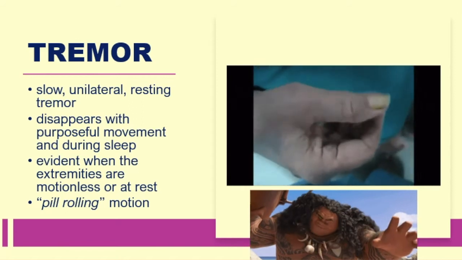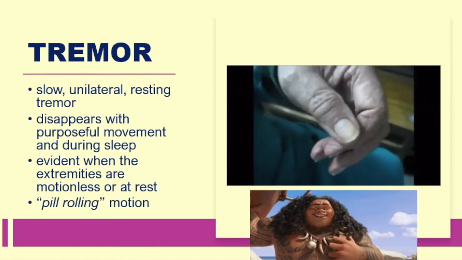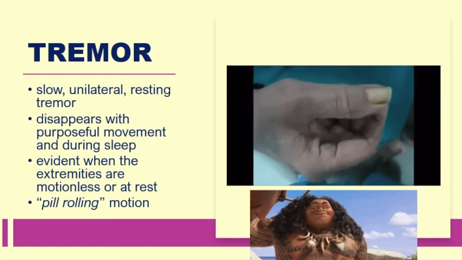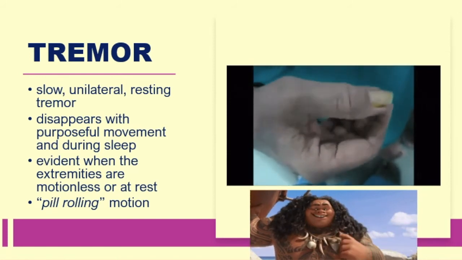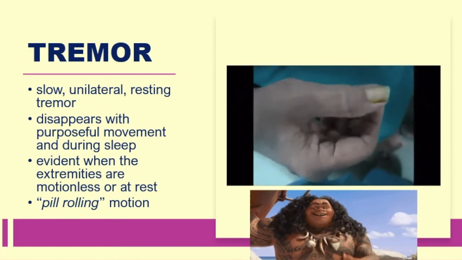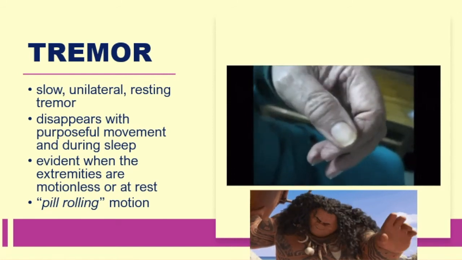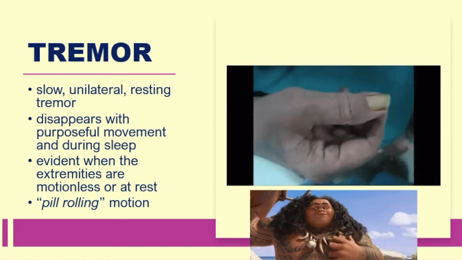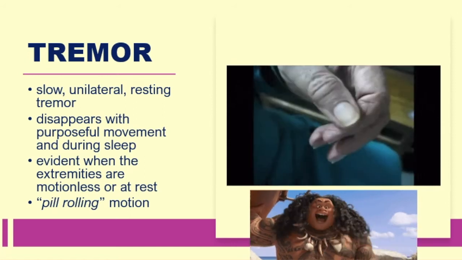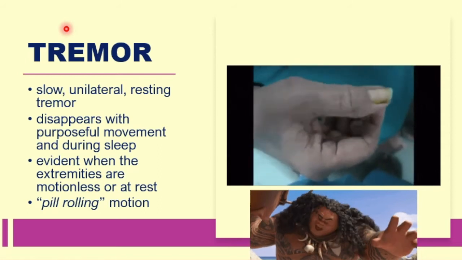Meaning if your patient plans to do a movement, a purposeful movement, the tendency of the tremor is to decrease. And then when your patient is sleeping, the tremor also tends to be absent. Then, evident when the extremities are motionless or at rest, once again. And then, class, your patient would have pill rolling motion. Okay, it's as if they're rolling a pill, class, on their fingers.